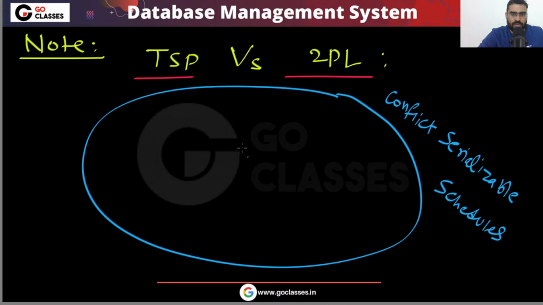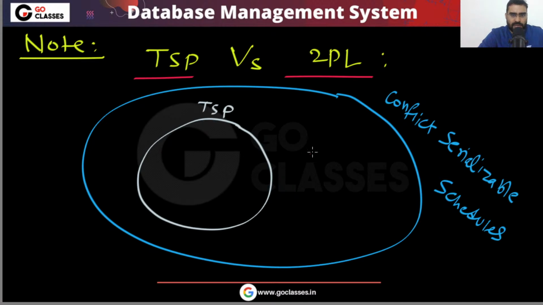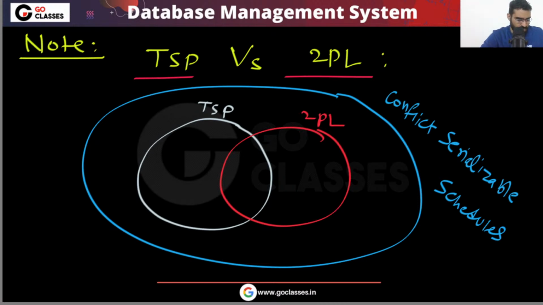Now, some of them are allowed by timestamp protocol. Some of them are allowed by two-phase locking protocol. But remember, this is the complete connection between timestamp protocol and two-phase locking protocol. Both of them will ensure conflict serializable schedules. You can notice these are the timestamp protocol schedules. These are the 2PL schedules. These are both of them. These are none of them.